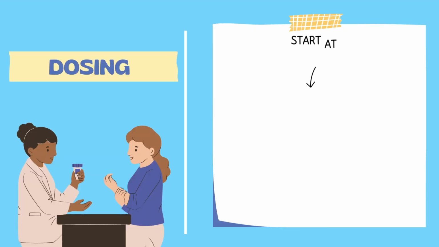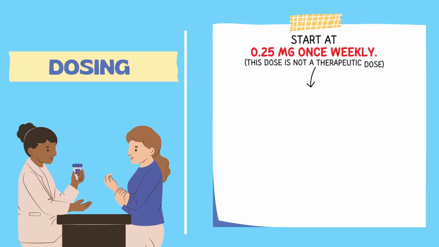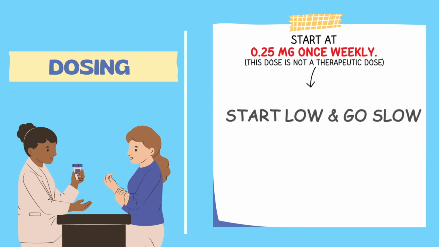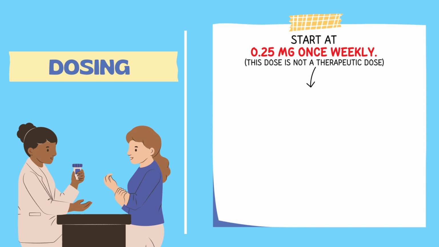Alright, so let's move on to dosing. Generally with this drug, we start slow and we titrate up slowly. This allows the body to get used to the medication and some of the side effects as well. So we start at 0.25 milligram, and that's given once weekly. Generally, this 0.25 milligram dose is not the therapeutic dose. It's just given to help the body get used to the medication and really help to get over some of the side effects, which we will come to in the coming slides.